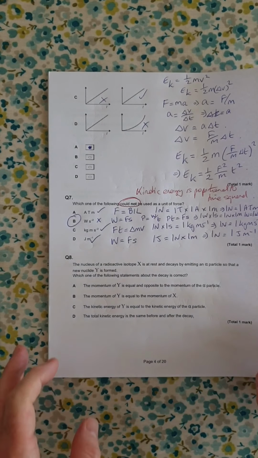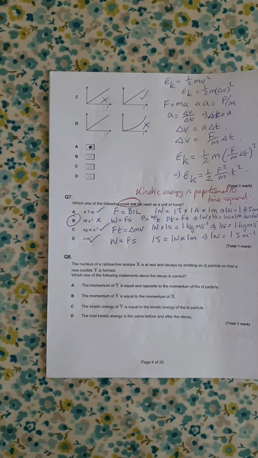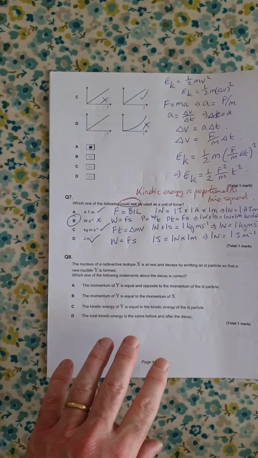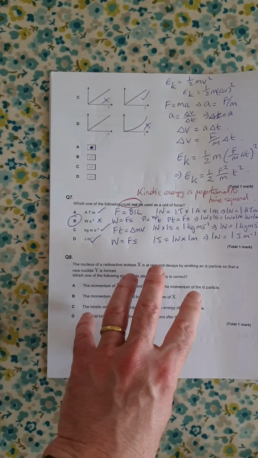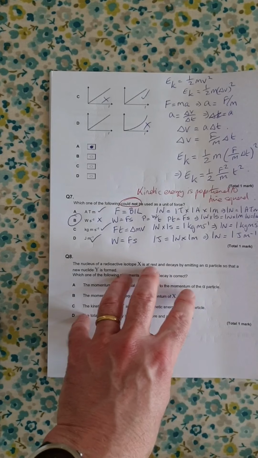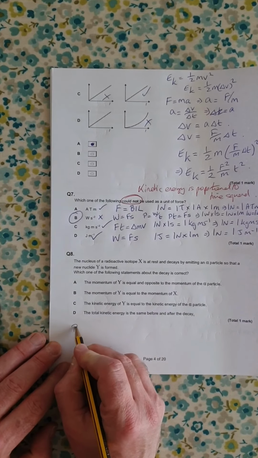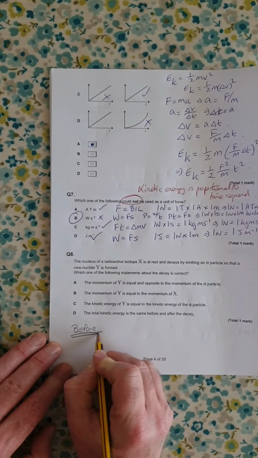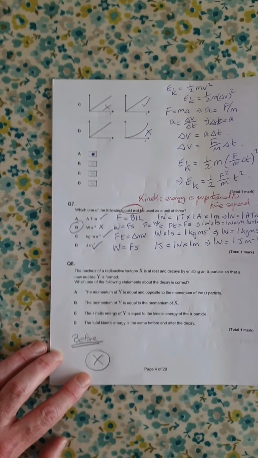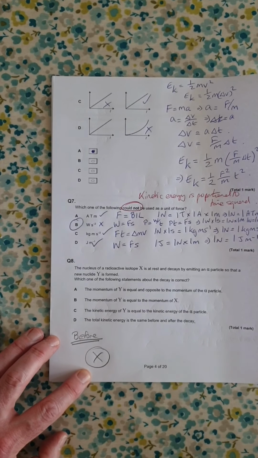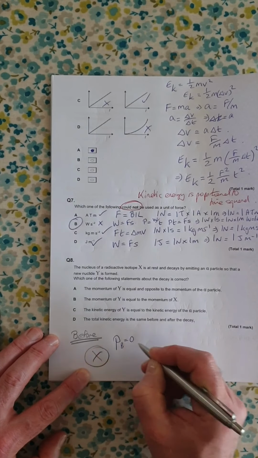Okay, so question 8. This is a question about conservation of momentum in explosions. There are no quantities here. It's often useful to start with the diagram. Before, we have the nucleus of a radioactive isotope, shown with a circle with an X in it, and it's just sitting at rest, so it's not doing anything. Doesn't seem terribly interesting. We can say that the total momentum before is 0.